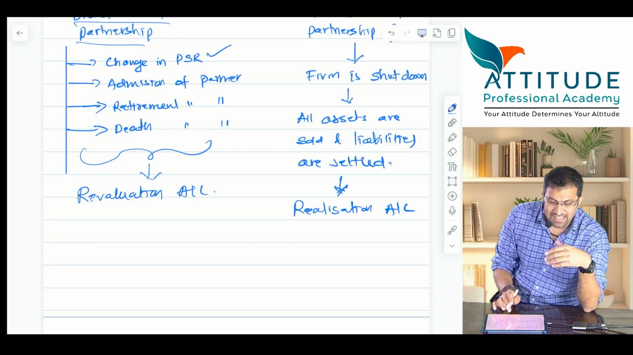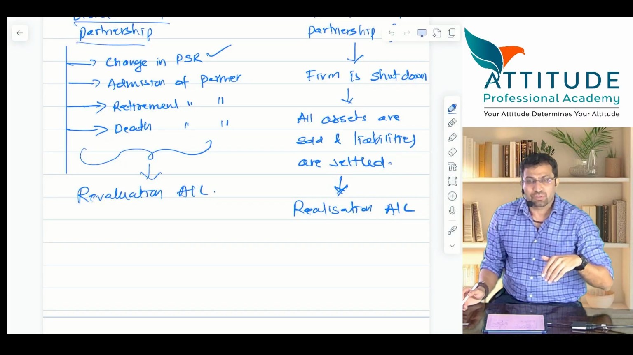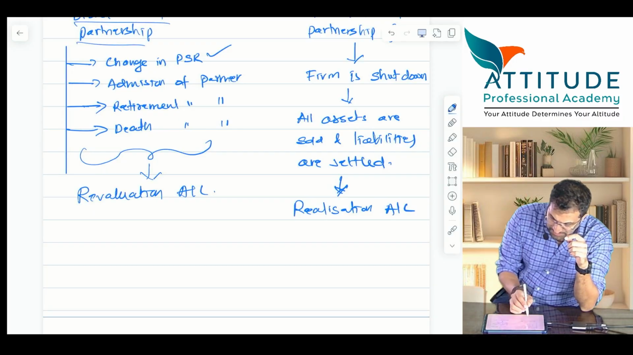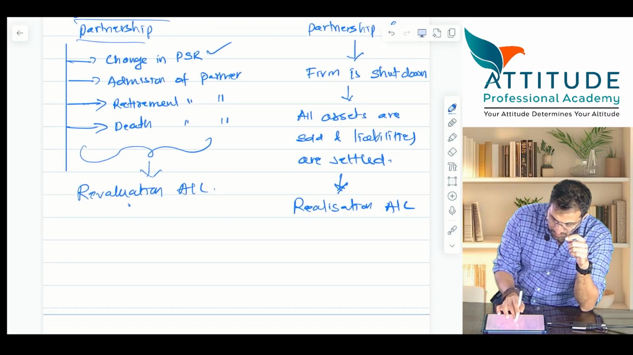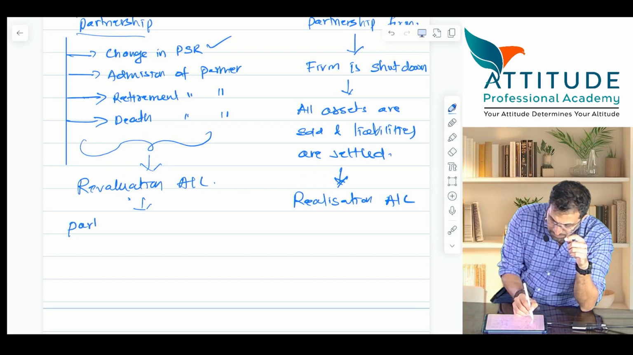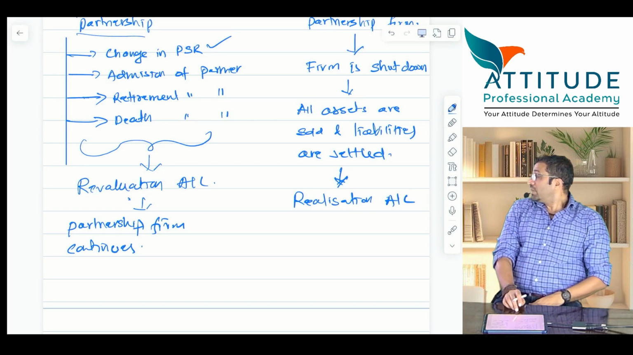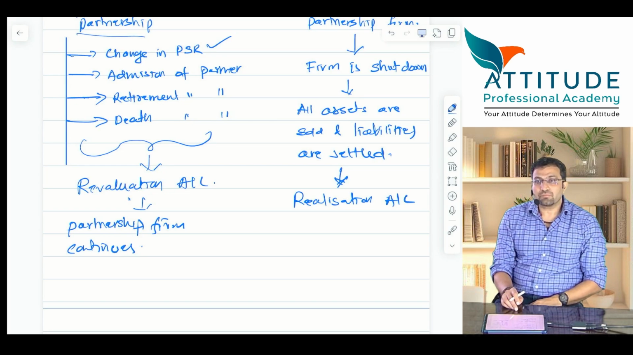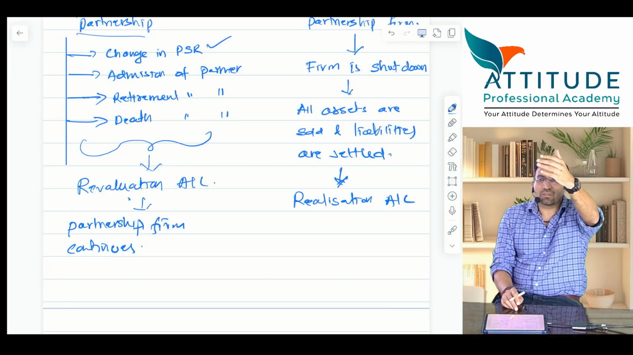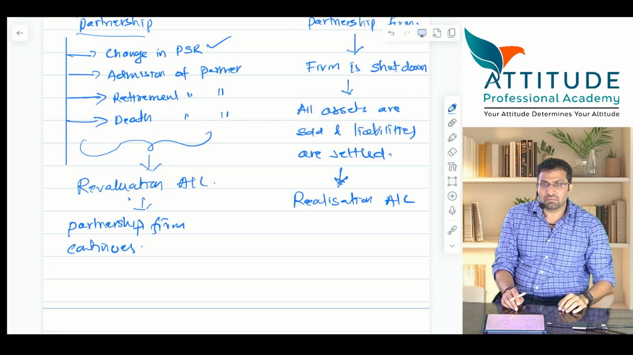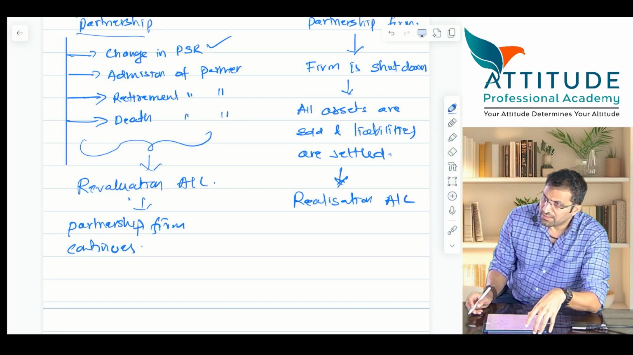Here you don't realize. Admission, retirement, death, the partnership firm continues. Partnership firm is not closing. Is that clear? So in this case, partnership firm continues. Is that clear? All of you are able to understand?